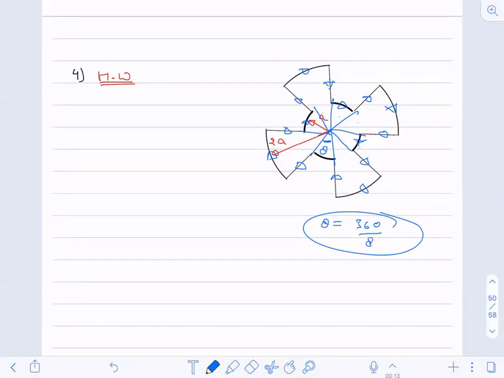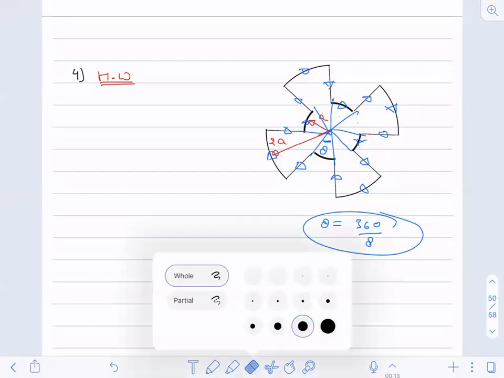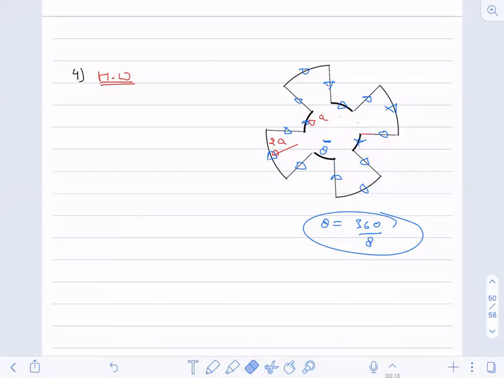Understood? Now you have to solve the question. I'm leaving this as homework for you. This is not a tough question. Don't be afraid of the configuration. This is a very easy question. Once you start doing it, this question will be very easy.